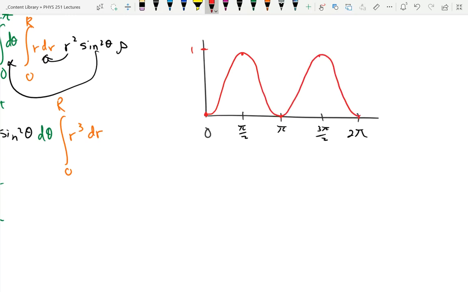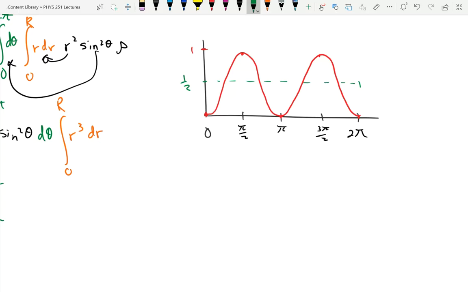And it's symmetrical. Since it's symmetrical, what's the average? 1/2. And you know that an integral is the area under the curve. So if I know the average is 1/2 and it goes for a distance of 2 pi, what's the area under either the dashed green line or under the solid red line?